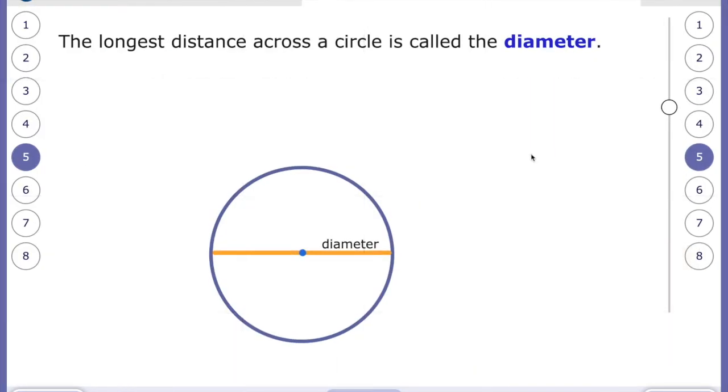We also have something called the diameter of the circle, and it's the longest distance across a circle, as you can see in the diagram.